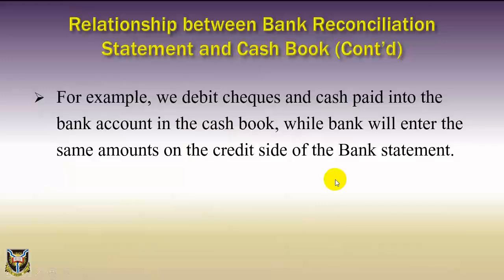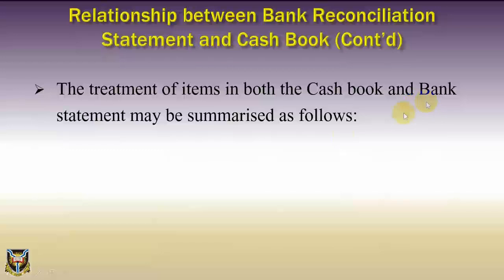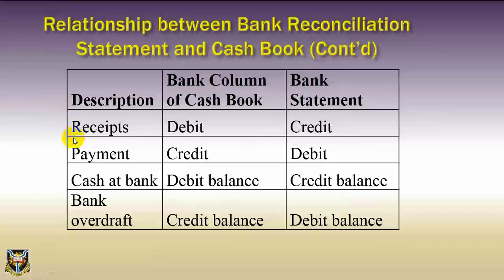The treatment of items in both the cash book and bank statement may be summarized as follows. Description: receipt, bank column of cash book, debit, bank statement, credit. Description: payment, bank column of cash book, credit, bank statement, debit. Description: cash at bank, bank column of cash book, debit balance, bank statement, credit balance. Description: bank overdraft, bank column of cash book, credit balance, bank statement, debit balance.